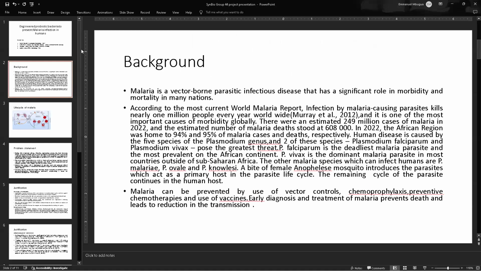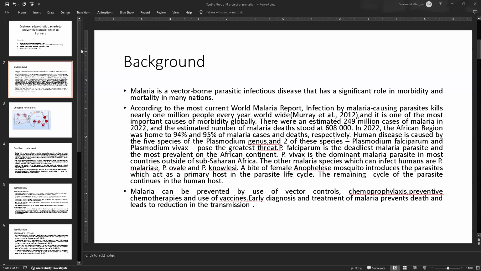I'll be doing a bit of background information on malaria. As we all know, malaria is a vector-borne parasitic infectious disease that has a significant role in morbidity and mortality in many nations. Malaria is caused by a parasite called Plasmodium, and we have 5 of these parasites. We have Plasmodium knowlesi, Plasmodium ovale, Plasmodium malariae, Plasmodium falciparum, and Plasmodium vivax.